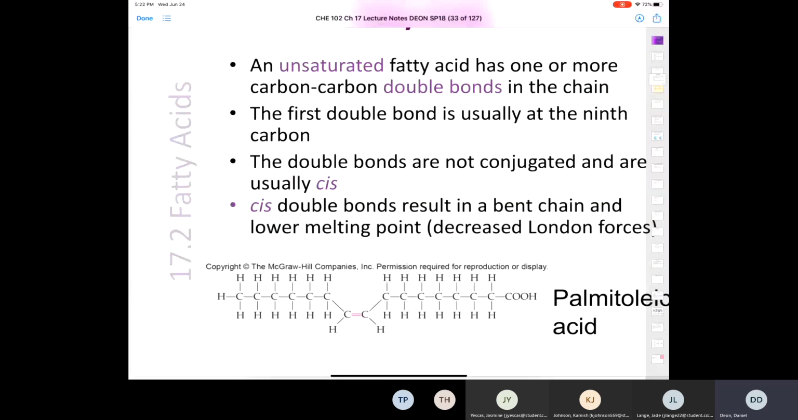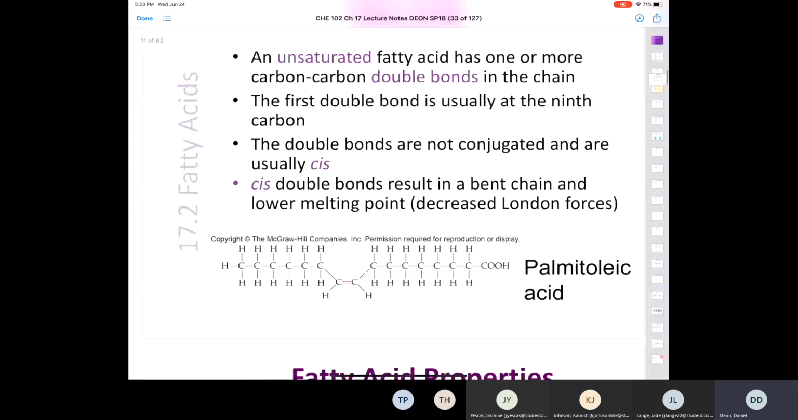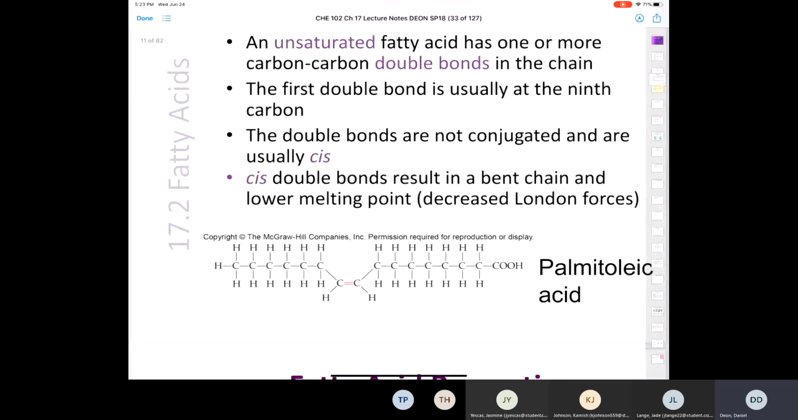So let's see what it says here. It says an unsaturated fatty acid has one or more carbon-carbon double bonds in the chain. The first double bond, like I told you before, is usually at the 9th carbon. Just kind of an interesting factoid that you should be aware of, that this is normally carbon number 9, right? The Beatles wrote a song about it.